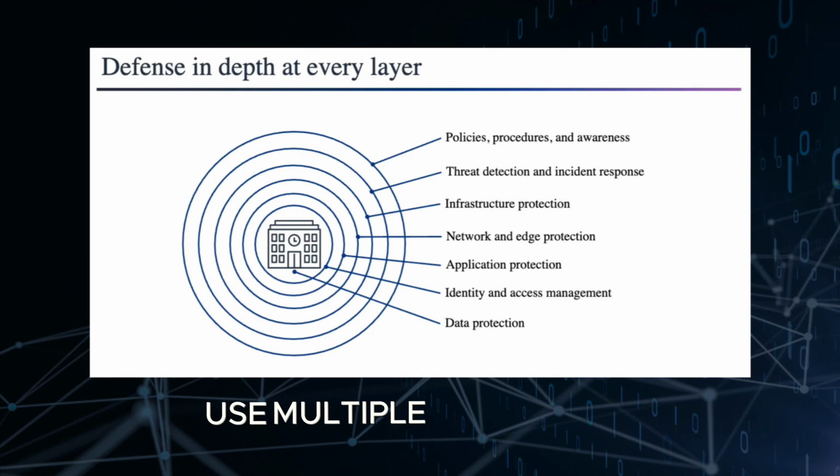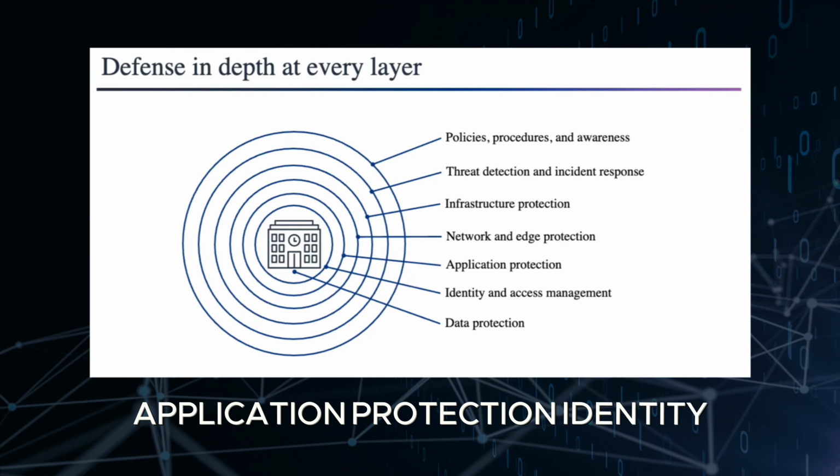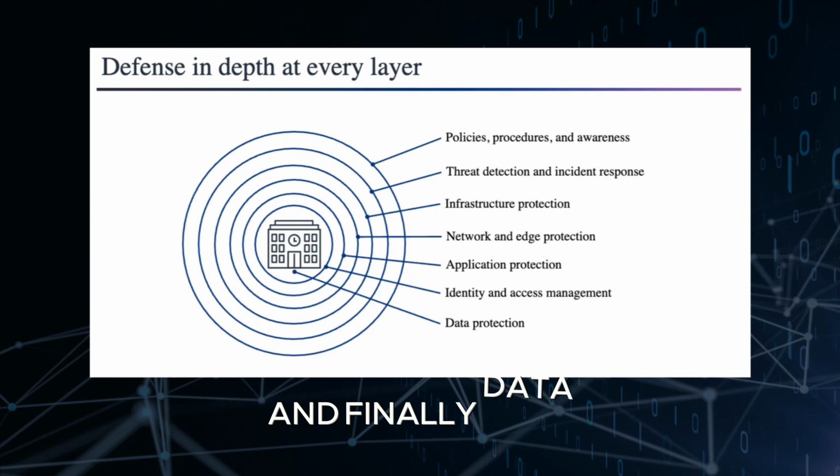But now let's take a look at defense in depth for AI on AWS. Well, you could use multiple redundant defenses, and you could apply these to generative AI workloads, data, and information, and consider using a combination of AWS and AWS partner services and solutions. So you'd have defense in depth at every layer, so policies, procedures, and awareness, and then you go deeper and you have threat detection and incident response, and then infrastructure protection, then network and edge protection, application protection, identity and access management, and finally data protection.